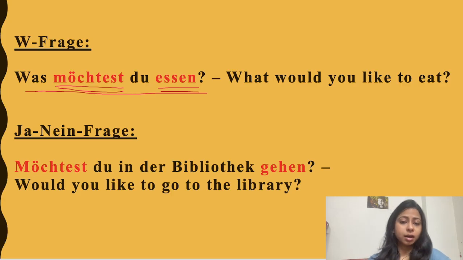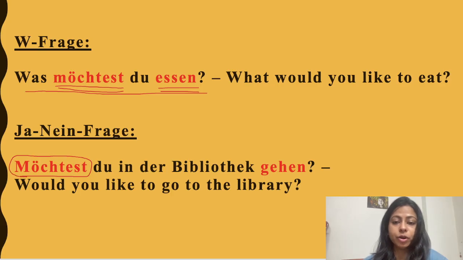Now let's look at another kind of question, which is a Ja-Nein-Frage, yes no question. Möchtest du in der Bibliothek gehen? Would you like to go to the library? Now in Ja-Nein-Fragen, the verb comes at the first position. So here the modal verb möchten will be at the first position and it will be conjugated and the main verb will go at the end.